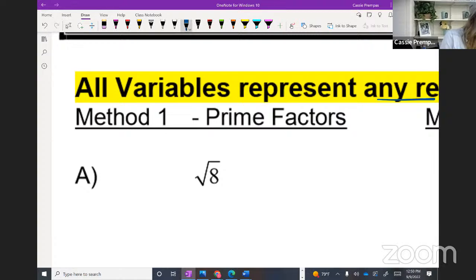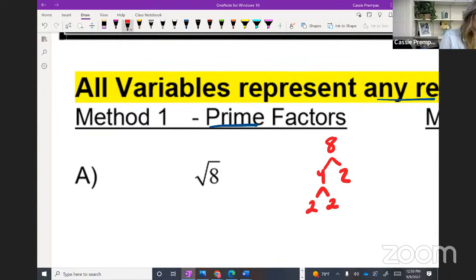Method 1, if we're looking at simplifying radicals using prime factors, that means take the number under the radical, in this case 8, factor it all the way down until you can't go any further, until they're just prime numbers. So you guys tell me, what goes into 8? 4 and 2. Is that as far as I can go? Yes with the 2, but 4, oh, I see, just mixing it up. 2 and 2 is 4.